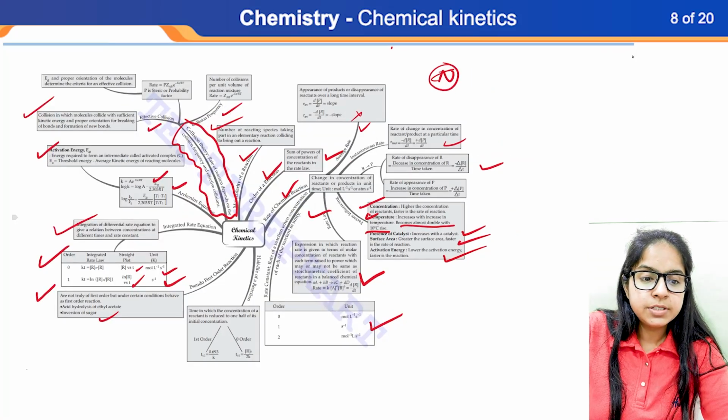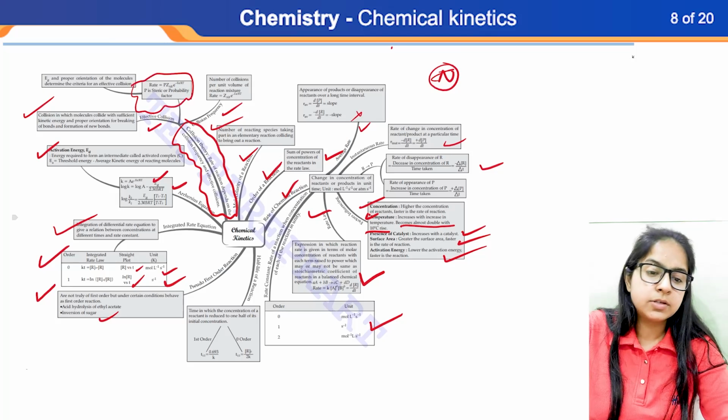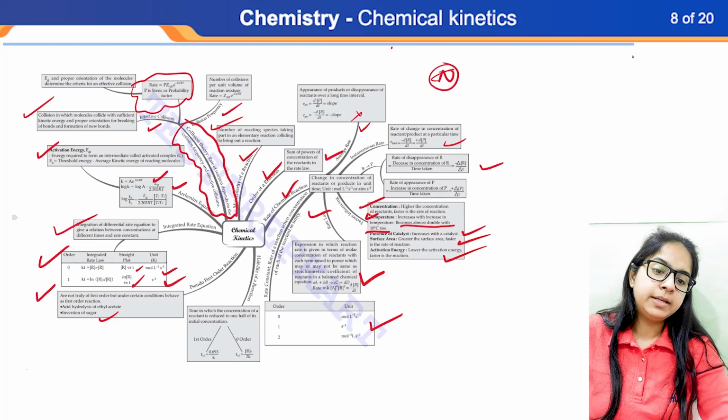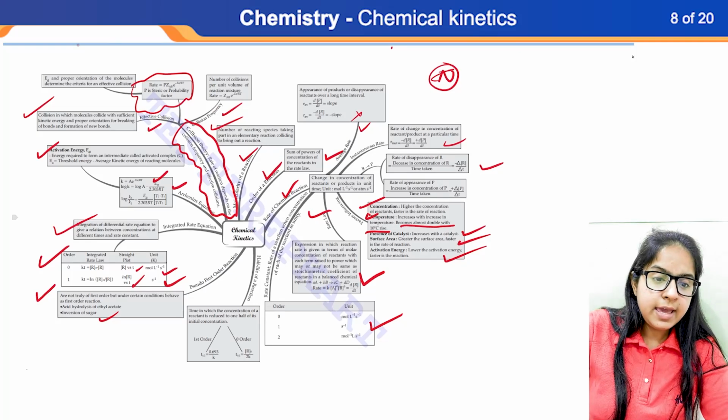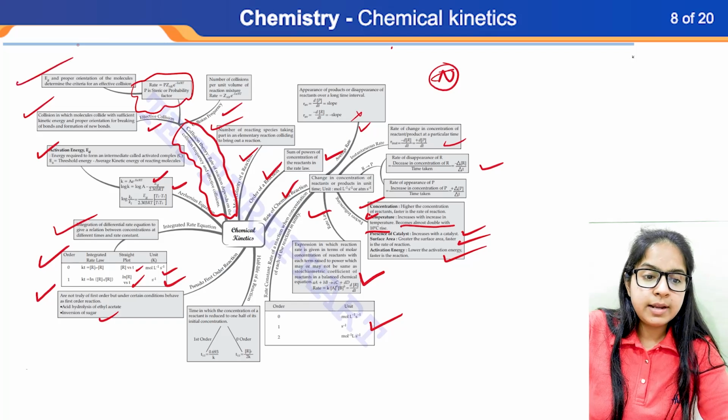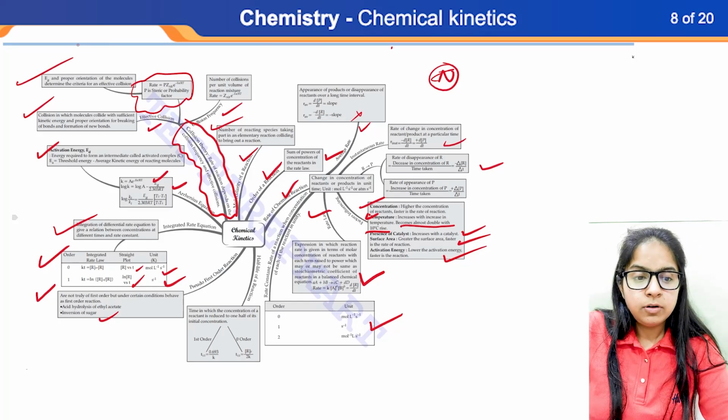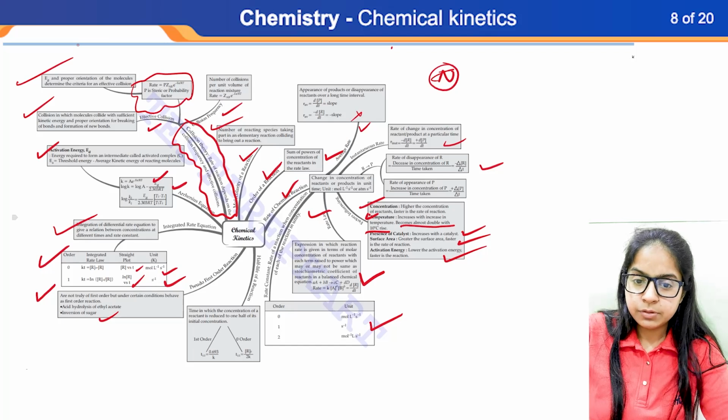So an effective collision is one in which the molecules collide with sufficient energy and proper orientation for the breaking of bonds and the formation of bonds. Now the whole rate can be explained by this: rate is equal to P ZAB e to the power minus EA by RT. P is the steric probability factor. EA and the proper orientation determine the criteria for an effective collision.